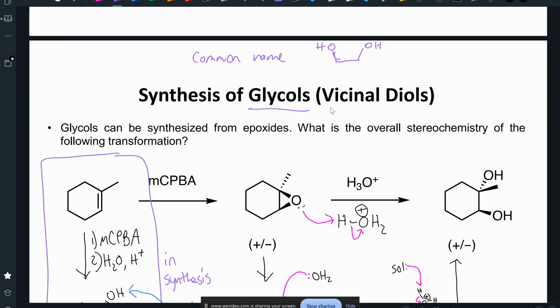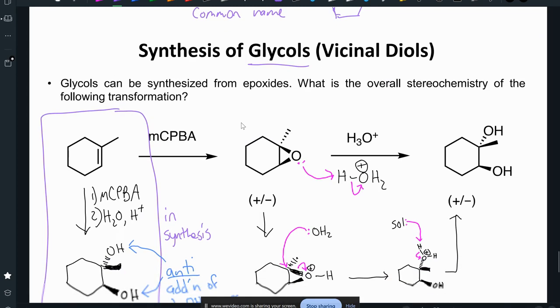A more descriptive name might be vicinal diol. Vicinal, remember, means on neighboring carbons. Di meaning two, ol meaning alcohol. So two alcohols on neighboring carbons. This is a common synthetic target. One way to make them is from epoxides.